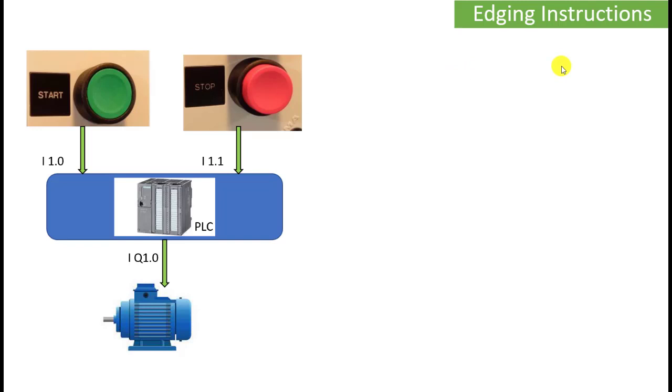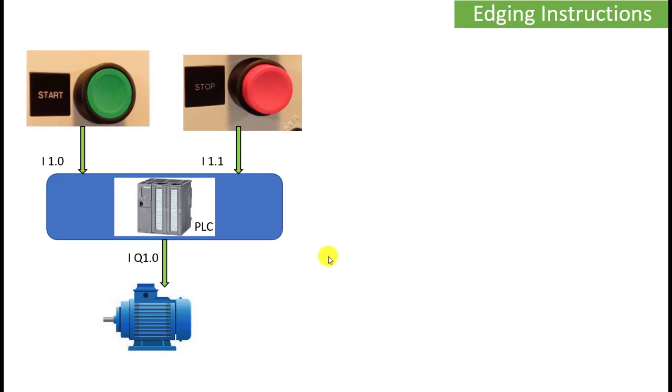And in this video we talk about the edging instructions. To understand the need for edging, let's first look at this example. In our example we have a start push button and a stop push button, both connected as digital inputs to our PLC. We also have a motor controlled by a digital output from the PLC. And we want to control that motor such that if the start button is pressed once, the motor should start, and if the stop push button is pressed, the motor would stop.